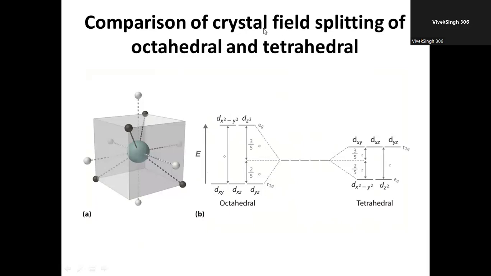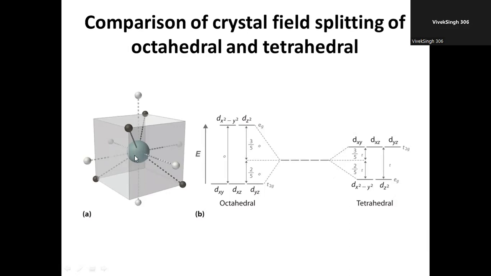So here we can see comparison of crystal field splitting of octahedral and tetrahedral complexes. Okay, so this is the splitting of octahedral complex. We can see that it is very far apart. EG and T2G orbitals are very far apart, whereas tetrahedral splitting is much smaller. And tetrahedral splitting is reverse of octahedral splitting. In octahedral, EG is up and T2G is down, whereas in tetrahedral T2G is up and EG is down. Okay, tetrahedral is reverse of octahedral, both in splitting energy and in the order in which they are splitting.